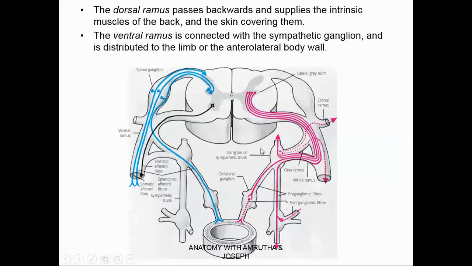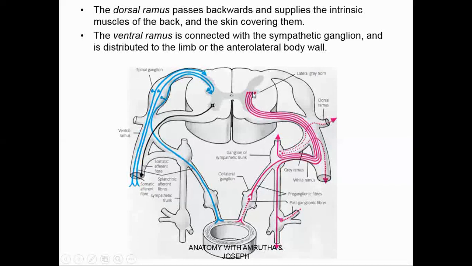because the spinal nerve is connected to the sympathetic trunk of both sides. So they are supposed to have 31 pair of the sympathetic ganglia. And the sympathetic ganglia are connected by some nerve roots, and altogether it forms the sympathetic trunk. Now, what's the connection of sympathetic ganglia with the spinal nerve? That's what we are going to discuss now.